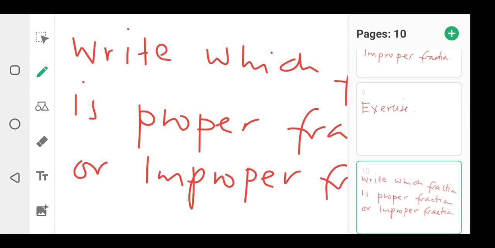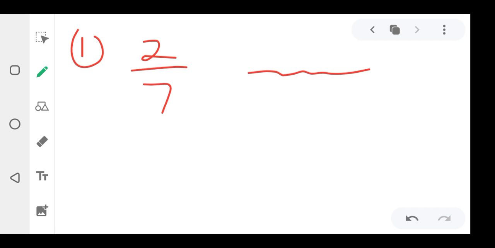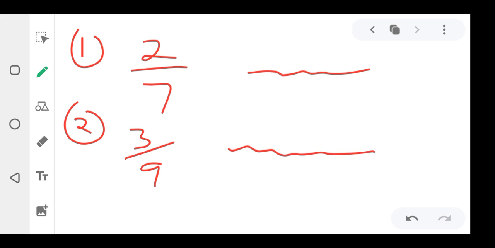So I'll write a list of fractions for you. So the first fraction is 2/7. So you should write on this side, is it a proper fraction or an improper fraction? So the second question is 3 over 9. Is it a proper fraction? You write if it's a proper fraction or an improper fraction.